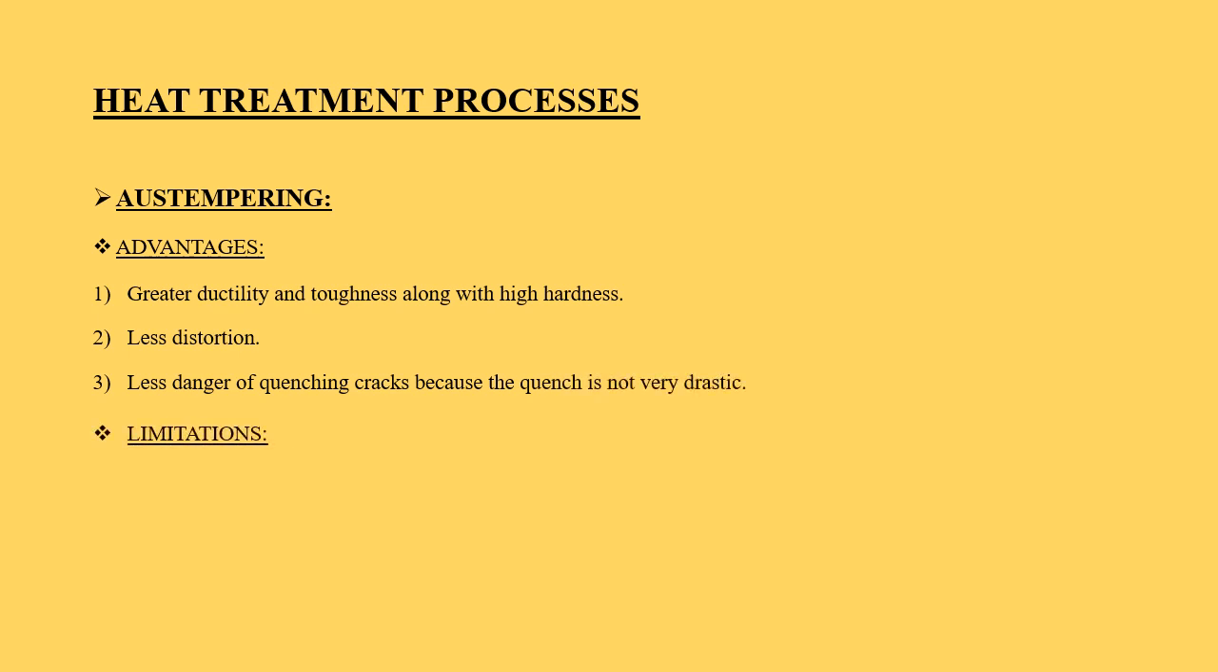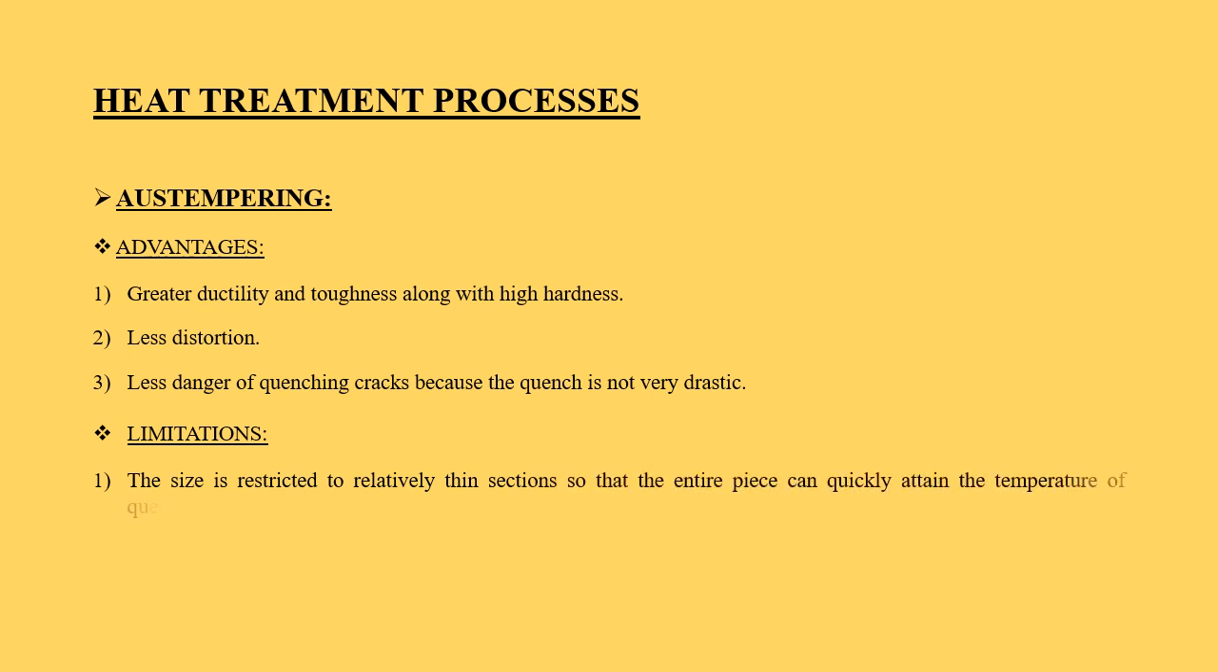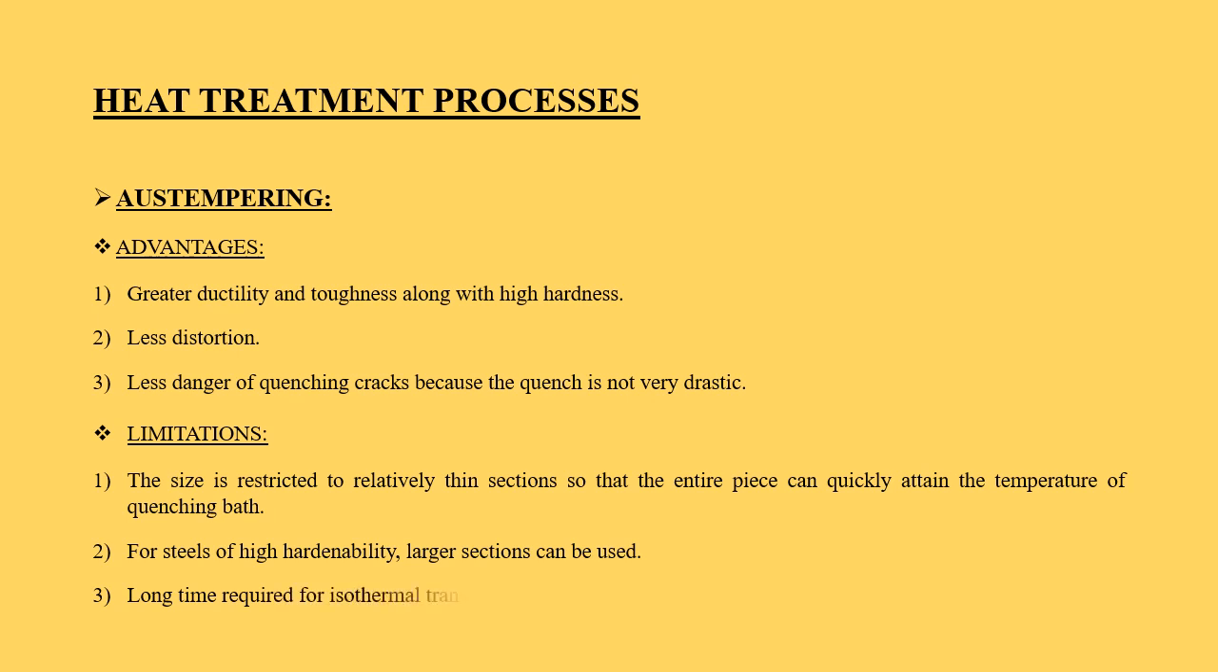The limitations are: the size is restricted to relatively thin sections so that the entire piece can quickly attain the temperature of the quenching bath. For steels of high hardenability, larger sections can be used. The process is very lengthy, as a long time is required for the isothermal transformation of austenite to bainite.